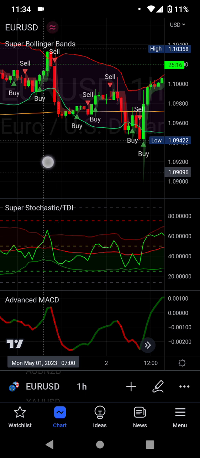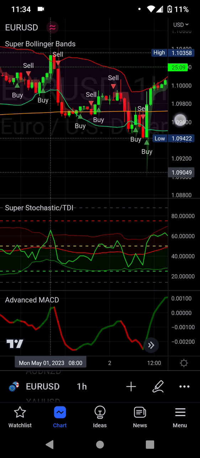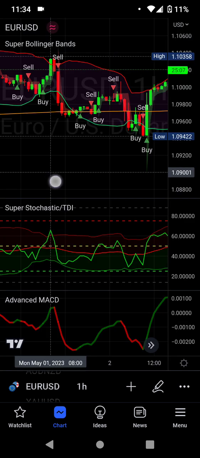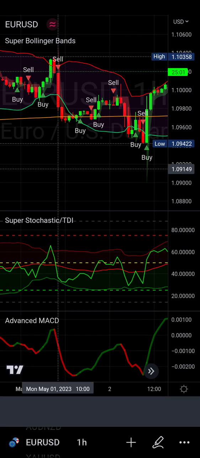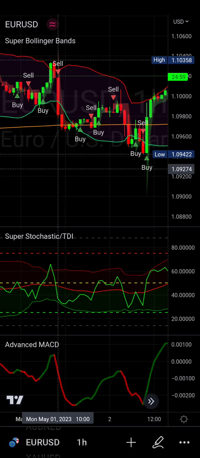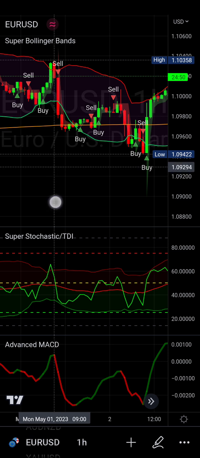May 1st, 10 a.m. Let me zoom in so y'all can see that. Do you not see the sell signal? Let's go back to 9 a.m. Let's say you would have come back an hour, and that's what I suggest you do. You come back an hour, that candle wouldn't have been there, so you would have been looking at it up here.